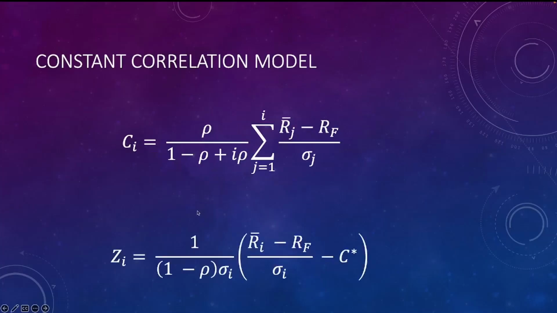And finally, once we have calculated the C star and which securities should make it into our portfolio, this is how we calculate the Zi. This part is the same as the previous single index model. The only thing that has changed is this factor part, which is 1 divided by 1 minus rho times sigma. Once we have calculated Zi, the process for calculating Xi is the same as the single index model. Let's talk about that in another example.